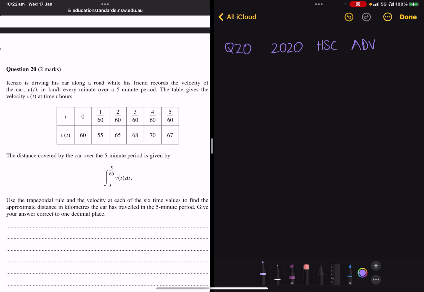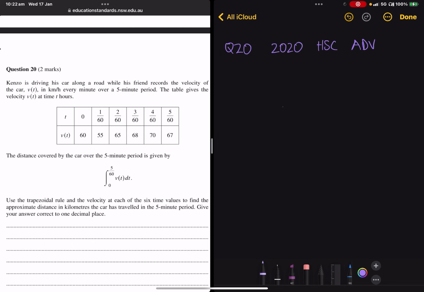It says Kenzo is driving his car along a road while his friends record the velocity of the car, v(t) in kilometres an hour, every minute over a 5-minute period. The table gives the velocity v(t) at time t in hours. Now, for anyone who takes engineering or physics, kilometres an hour with time in hours as fractions, when you're trying to denominate it in minutes, immediately seems very bizarre, right? So the presentation of the numbers in this question will seem unusual to some students, but we will be using these numbers. We don't need to change them to metres per second or anything like that.